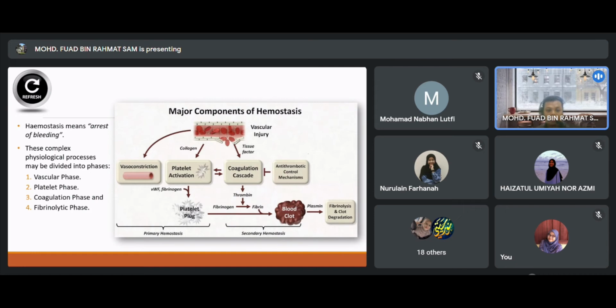How to slow the blood flow during hemostasis, do you think? How does the body, what is the mechanism to slow the blood flow in hemostasis? Anybody like to give a try? How does the body slow the blood flow? Sorry?